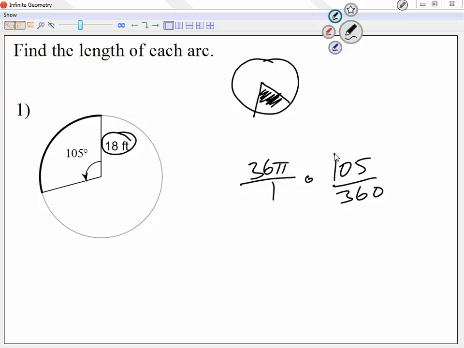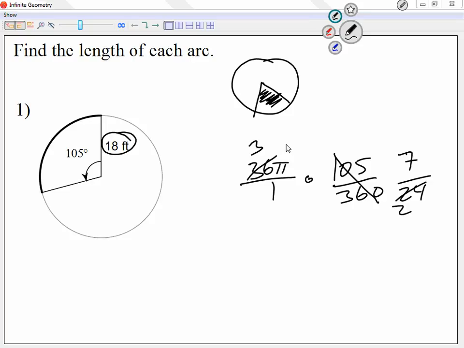With my 105 over 360, let me start dividing by 15. So 105 divided by 15 is 7, and 360 divided by 15 is 24. So 7 over 24, that's simple. But then we can simplify diagonally. 36 and 24, we can divide by 12. So this is 3 and this is 2.